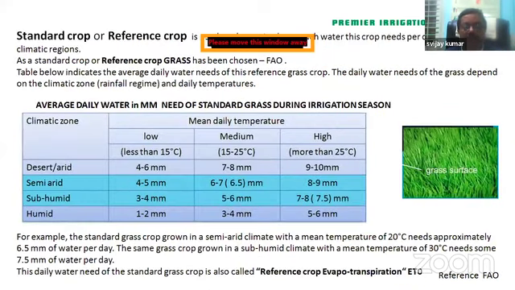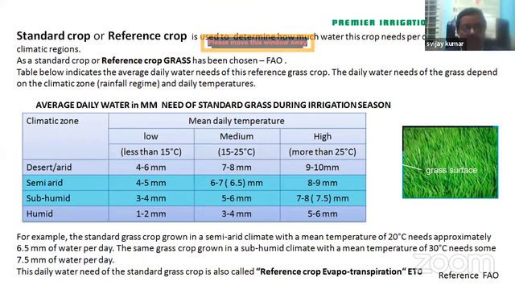Now, in order to understand this in greater detail, the Food and Agricultural Organization has given that when we have to do this calculation, we have to take a standard or a reference crop. The standard or a reference crop is basically a grass surface. As per the Food and Agricultural Organization, they have classified the climatic zones into desert or arid, semi-arid, sub-humid and humid. And based on the temperatures, if you have the mean temperature less than 15 degrees, it will be a low temperature. If it is between 15 to 25, it will be a medium temperature. And if it is more than 25 degrees, it will be a high temperature.